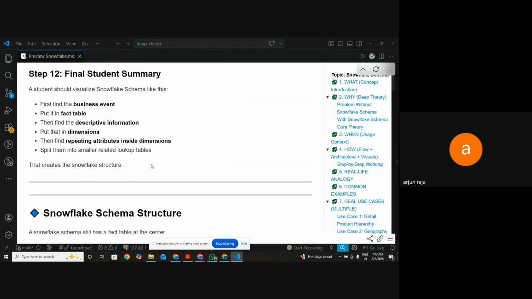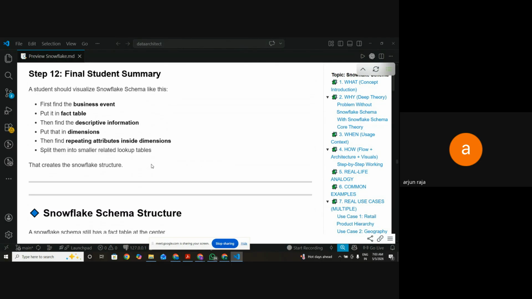Final case study, final student summary: students should visualize the Snowflake schema like this. First, find the business event. Sales was our business event. Put everything about sales into a fact table. That is what we did: product ID, product name, customer ID, department, we have split it. Then find the descriptive information and put that in dimensions.